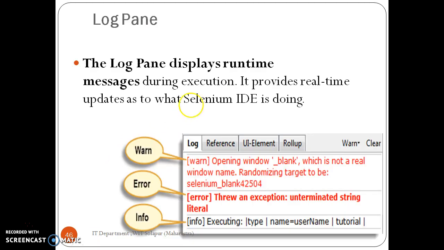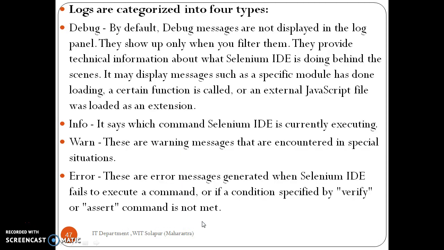Then the log pane. The log pane displays the runtime messages during execution. It is at the bottom of the table view. It provides real-time updates on what Selenium IDE is doing, such as log, reference, UI element, rollup. The log gives warning messages, error messages, and info. Logs are categorized into four types: debug, info, warn, and error messages. By default, debug messages are not displayed in the log panel. This is also very important.